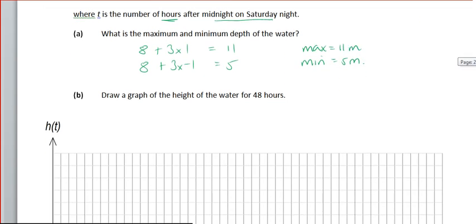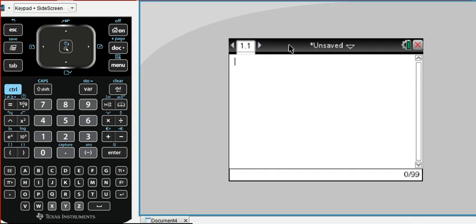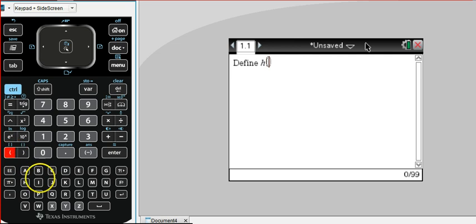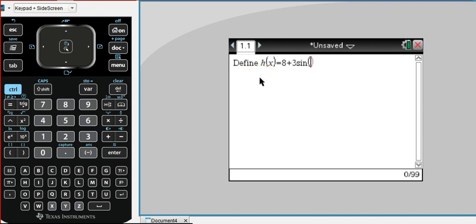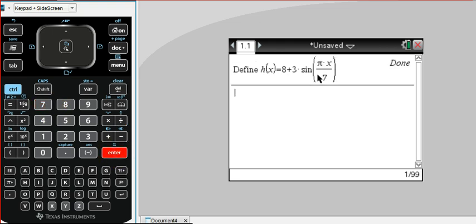Then we need to, in part B, sketch the graph. Like we did in example 1, I would suggest or recommend that you define your function in your calculator. So menu, actions, define, type it in quickly. So h of t, but remember, replace the t with an x. H of x is equal to 8 plus 3 sine pi x over 7, and done.